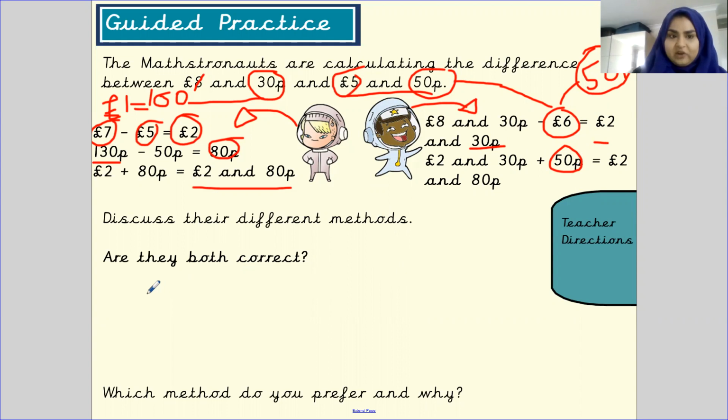The reason they are correct is because the pink astronaut used £1 and exchanged it to 100 to make it 130p's to minus 50p. And then the blue astronaut compensated the £5.50 by adding on a 50p to make it £6. Yeah? So now those are correct. Okay, now which method do you prefer and why? Can you write it down for me? Fantastic.